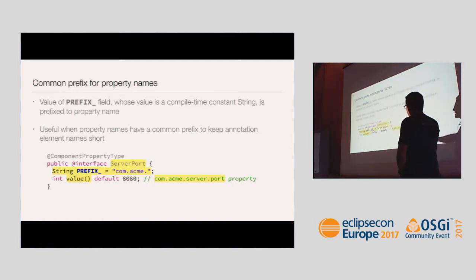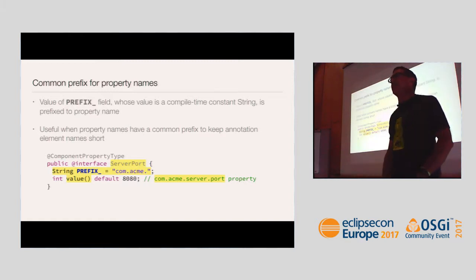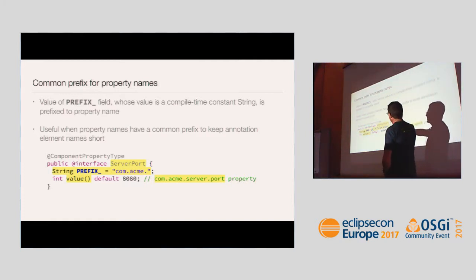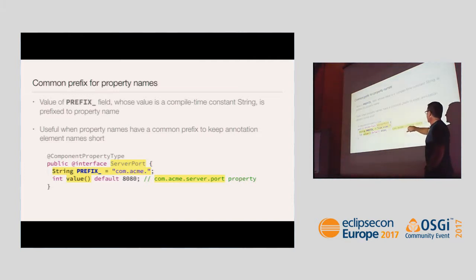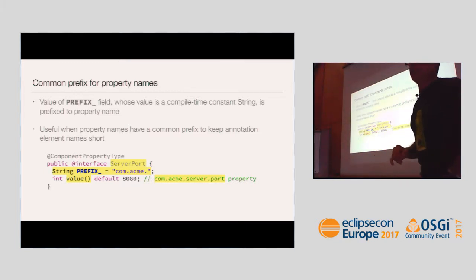So the last thing we put in support here is for the special constant. So if you put the prefix underscore constant in your annotation, we'll automatically add that to the front of the derived property name. So an example here, we have server port. Because it's a single element annotation, that becomes server.port, and then we prefix it with the value of prefix. So you have the nice long property name you would probably use. So that's another way to make it nicer for the programmer, but still have access to the full property names that we might use.